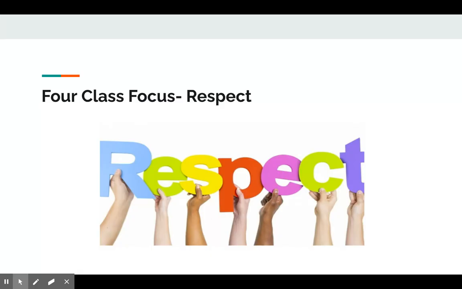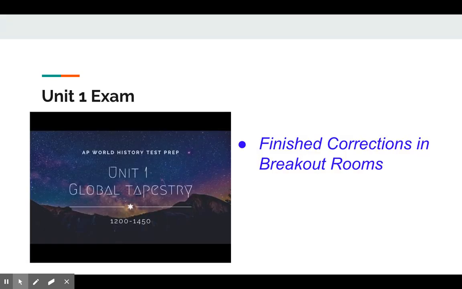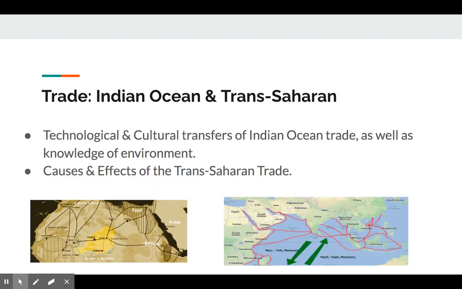We continued our four-class focus on respect and had our exit ticket on Thursday. We finished corrections in breakout rooms for the Unit 1 exam at the beginning of the week. Then we began talking about trade, some of the smaller trade routes that comprised the greater Silk Roads.